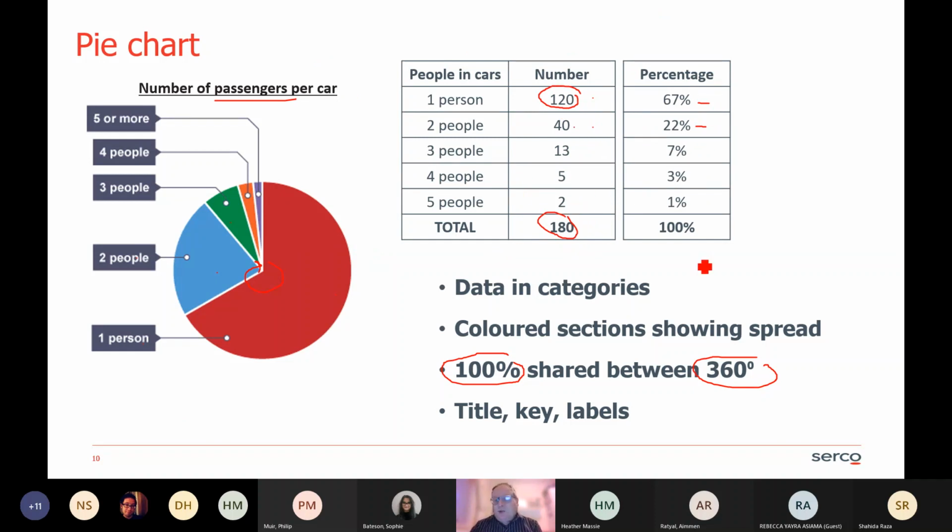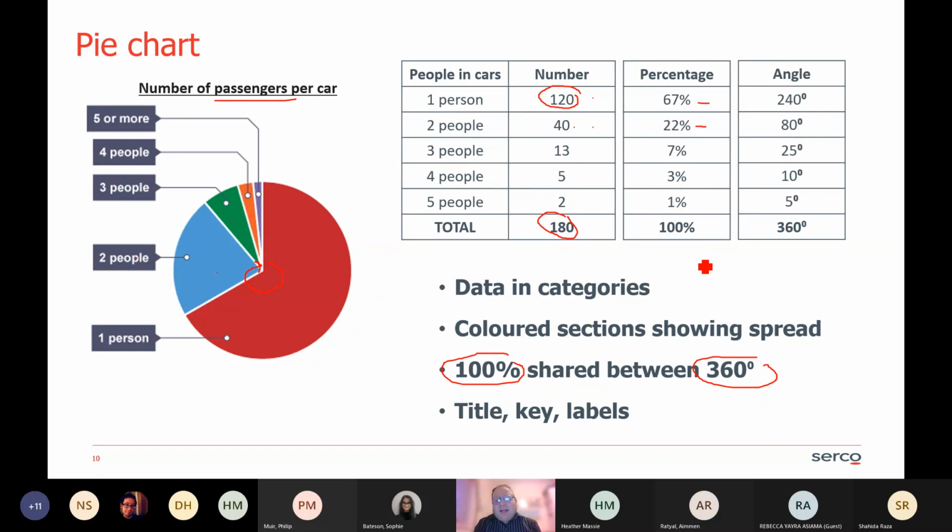So once you've worked out the percentage, you can also then work out what's called the angle. As I say, a circle is 360 degrees all the way around. So what I've worked out there is 67% of 360 is actually 240 degrees. 7% of 360 is actually 25 degrees. So that's showing me the angle that my chart needs to be at. So again, if you can see, very good, because I'm red on red. But if I show here where this starts at one and goes all the way around here, that would be approximately 240 degrees. I've actually rounded these up. And then 2 people, this is about 80 degrees.